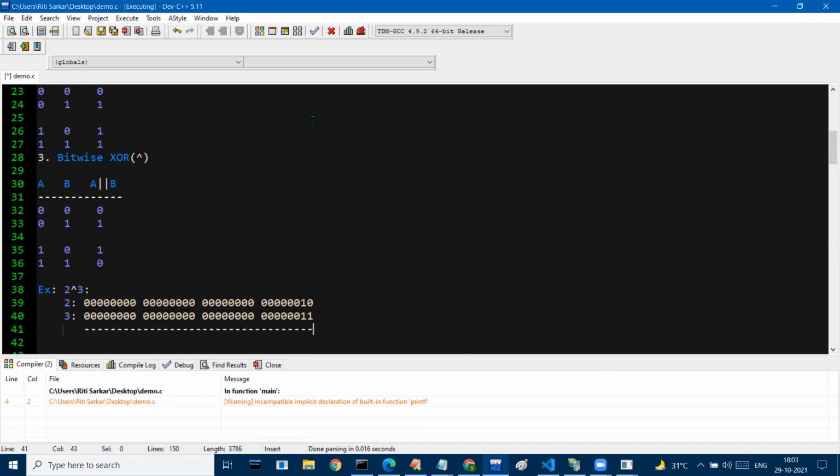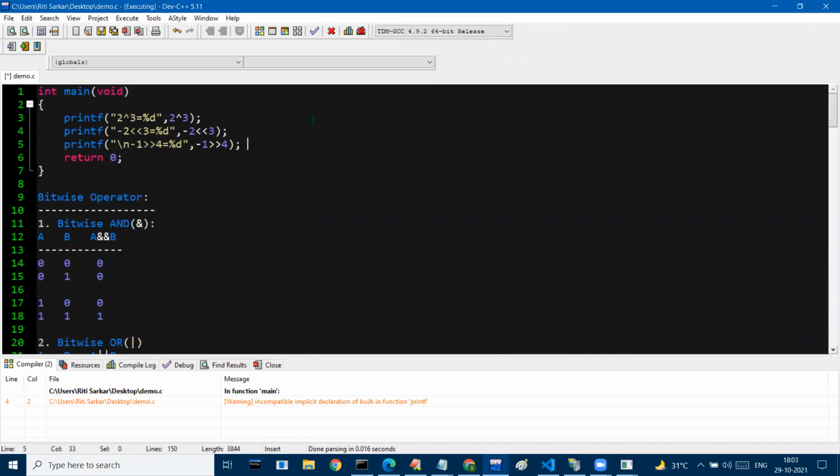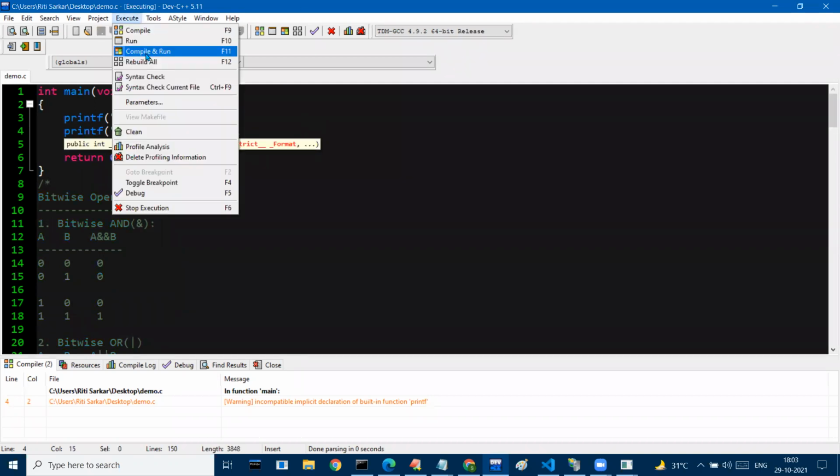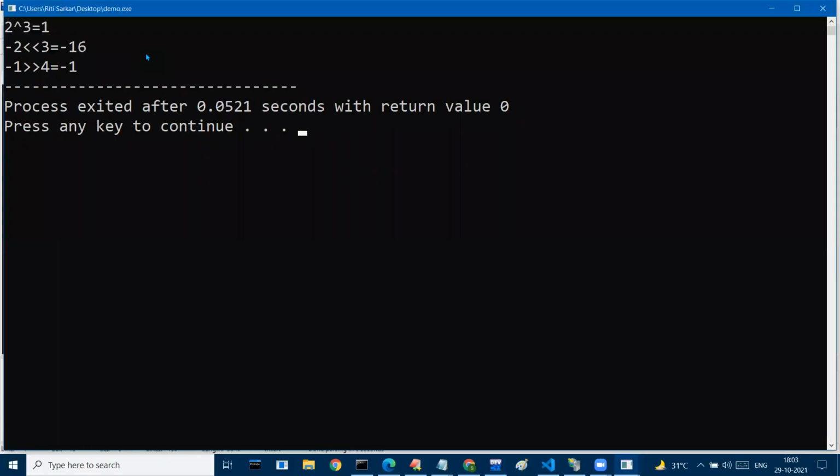Next, the XOR operation. Alternate gives us 1. So 1, 0, 1, and remaining all are 0. Alternate gives us 1, so what is the expected answer? 1 is the expected answer. Let's see. Execute, compile and run. Yes, 1 is the expected answer.